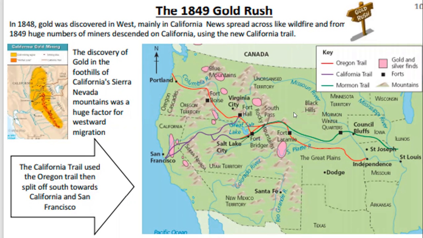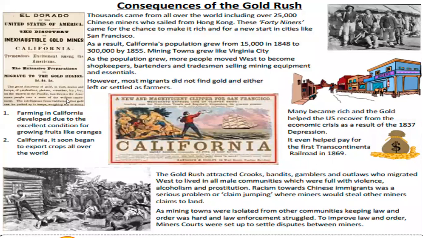So if you have a look on this map here, the red trail is the Oregon Trail. And when they reach areas like Fort Bridger or Fort Hall, they split off and use the California Trail. The green trail is the Mormon Trail, which obviously we'll look at later. But this map's really important because you need to understand the pink areas is where gold was found. And these shaded areas is where all the mountains were. So it shows how dangerous the journey is, okay?